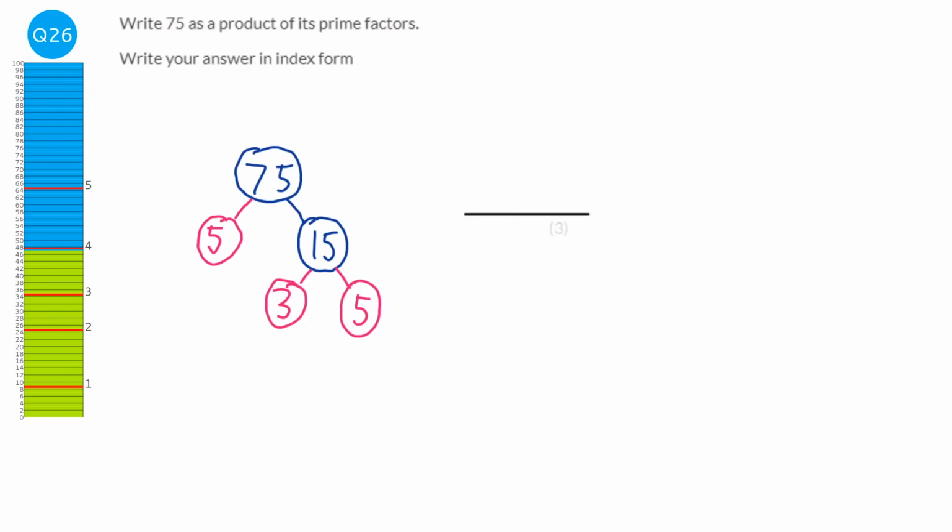And so we're going to write these in a list. So 3, 5, and 5. The product means that we put a times sign between them. But if you notice here, we've got 5 times 5. So a different way of writing that in index form is 5 squared.